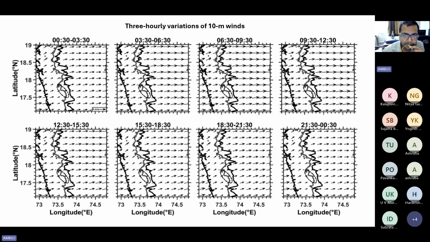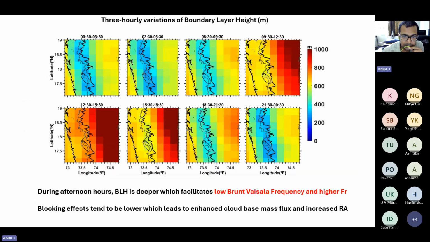Again, the 10-meter winds from ERA5 also show that winds become stronger during daytime. So this deepening of boundary layer height is also seen during afternoon hours from 12:30 to 18:30, and which facilitates low Brunt-Väisälä frequency and higher Froude number, which leads to enhanced cloud-base mass flux and increased rain amount, causing higher rainfall accumulation over RMZ.